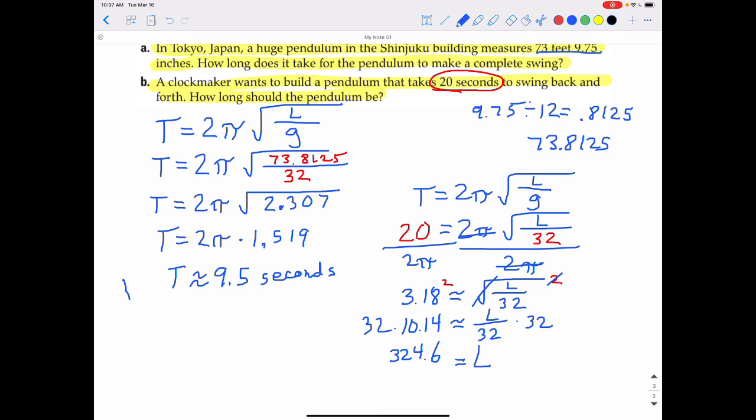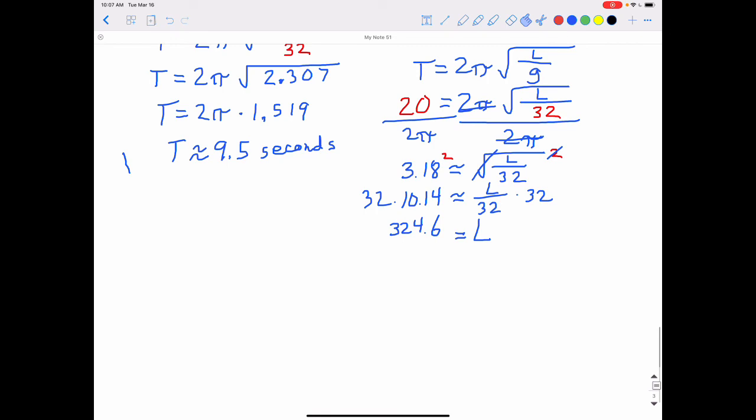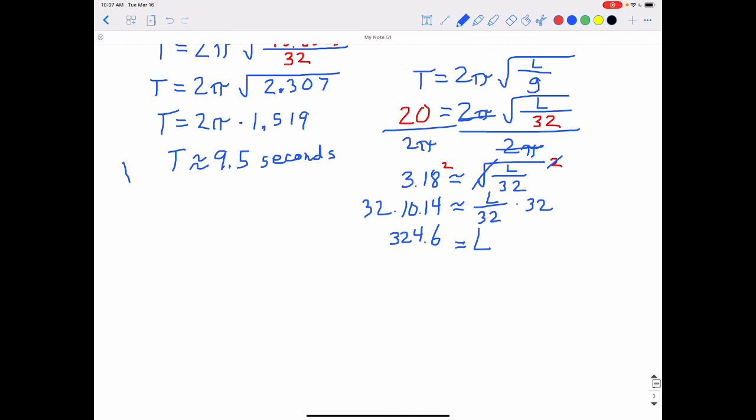So this was a square root equation where I did have to square both sides, so I better check my answer on this one. So again, going with the original problem, and the original problem was 20. Does that really equal 2 times pi times the square root of that 324.6 over 32? Now, I did do some rounding on this one, so I may not get exactly 20, but I should get something pretty close to 20. So I'm going to have to take 2 pi times whatever the square root of 324.6 divided by 32 is.